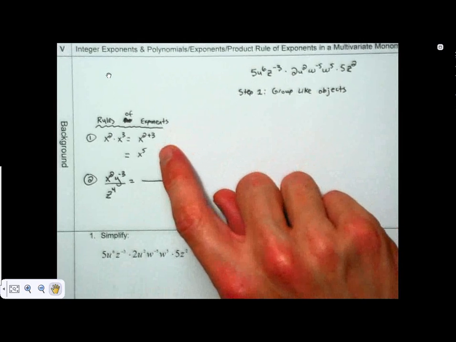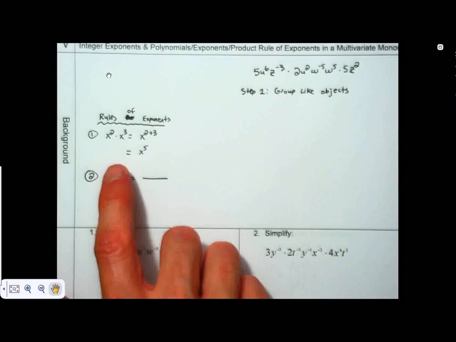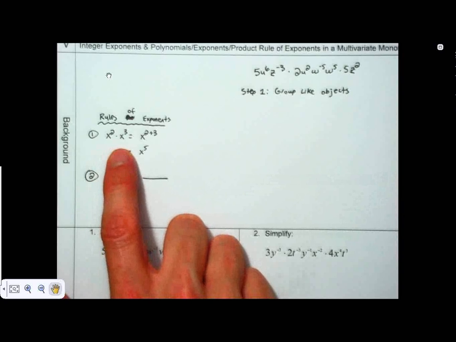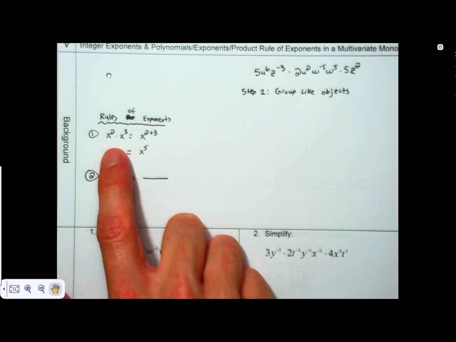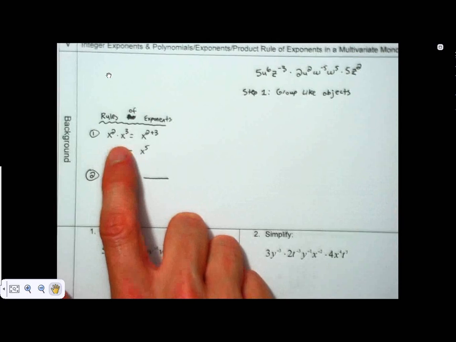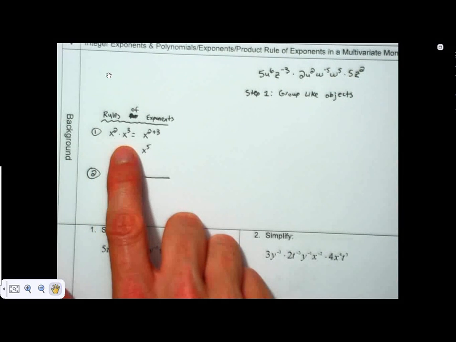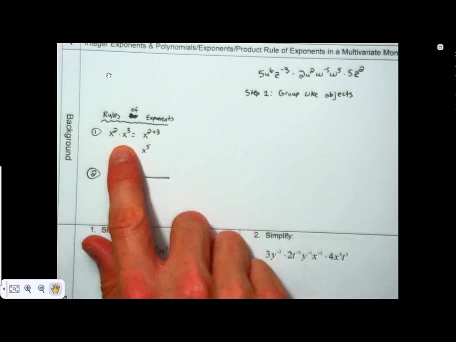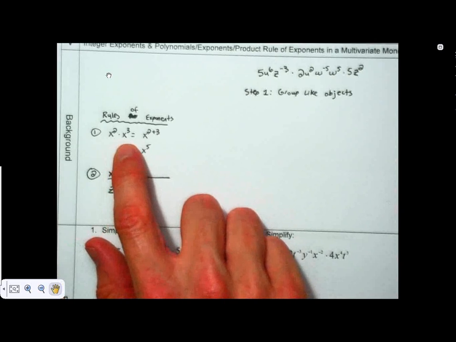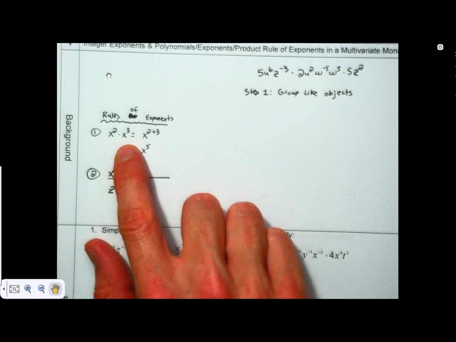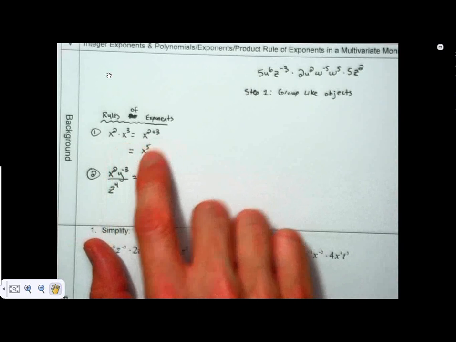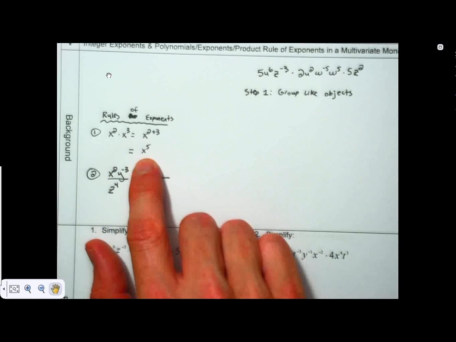So we've talked about rule number 1, which is if you're multiplying like bases together, so x to the second times x to the third, for example, means I have 2 factors of x here times 3 factors of x here. And so the shortcut to knowing how many factors of x I'll end up with is to add the exponents. So what we end up with is x to the 5th.